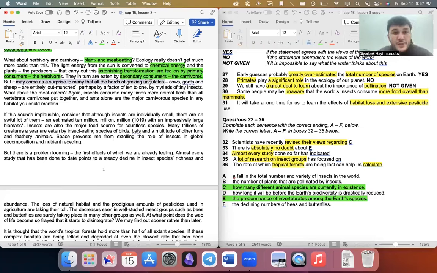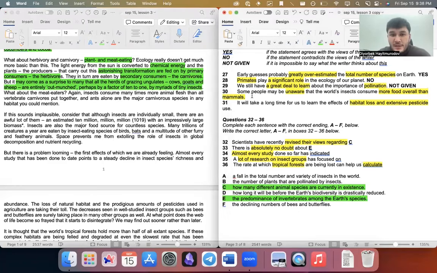But it may come as a surprise to many. The herds of grazing cows, goats, and sheep are entirely outmunched, perhaps by a factor of 1 to 10, by myriads of insects. Okay, that's a wonderful sentence in terms of language. Also, we have one answer, that's 30. What do you guys think the answer is for 30? Read the question and read that sentence.